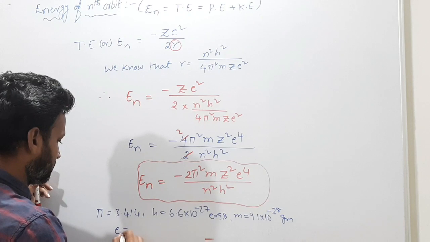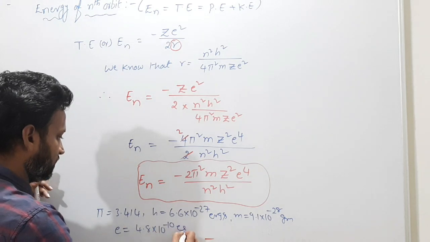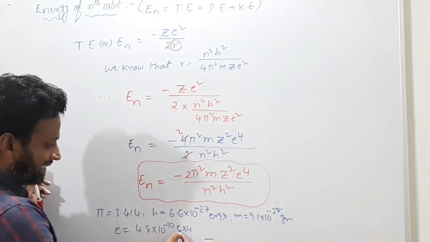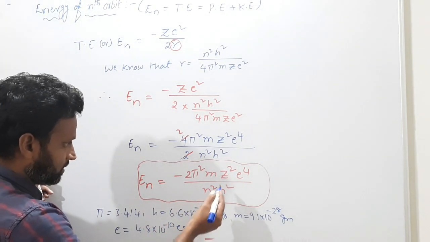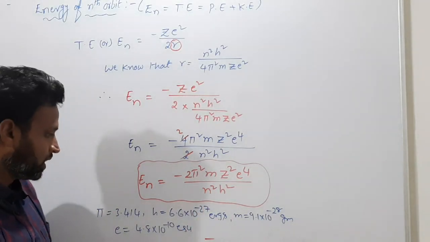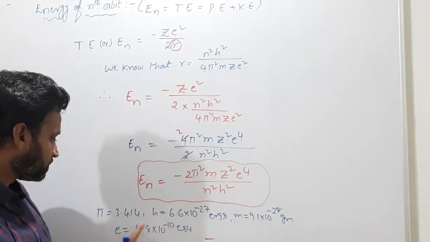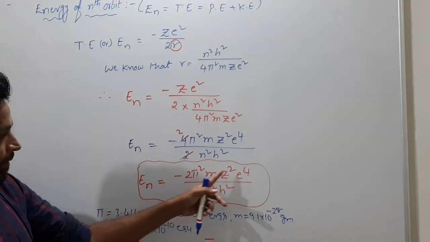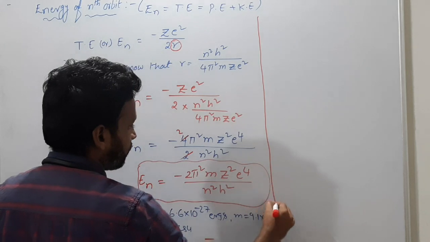And what is e? The charge of electron. It is 4.8 into 10 power minus 10 ESU, because in ergs, CGS units only you have to substitute. Z and n remain, we cannot substitute them. If you substitute these values, h the Planck constant, mass of electron, charge of electron in electrostatic units, and the pi value, then you will get one formula.